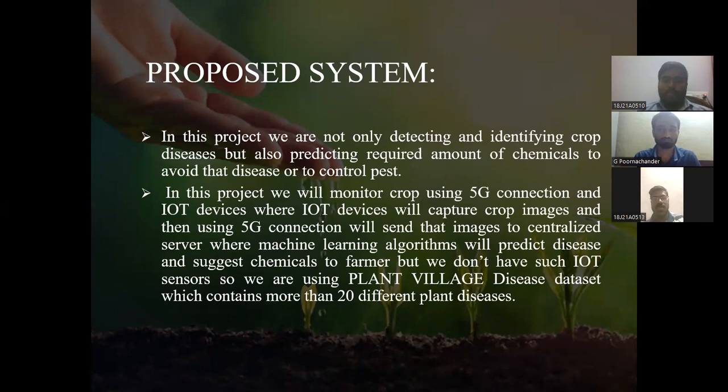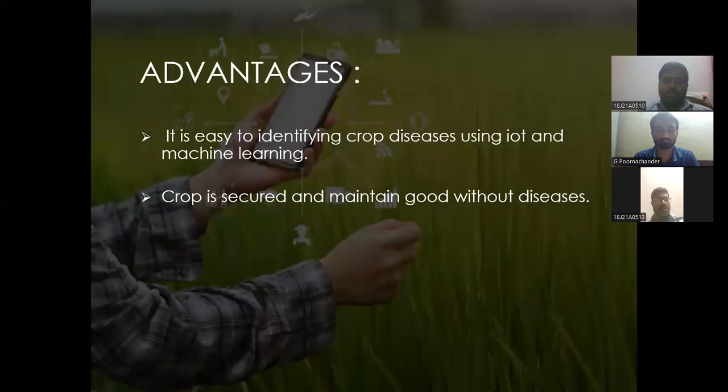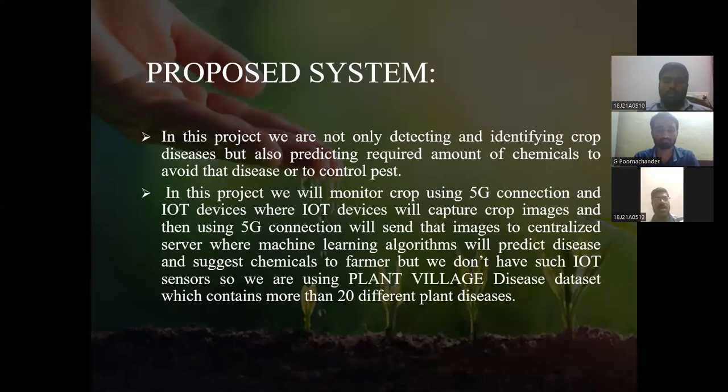Proposed system. In this project, we are not only detecting and identifying crop diseases, but also predicting the required amount of chemicals to avoid those diseases or to control pests. There will be proper usage of drones, by which we will monitor crops using a 5G connection and IoT devices, where IoT devices will capture crop images and then, using a 5G connection, we will send those images to the centralized server, where machine learning algorithms will predict disease and suggest chemicals to the farmer. But nowadays we don't have that type of IoT devices, so we use the PlantVillage disease dataset, which contains more than 20 different diseases.